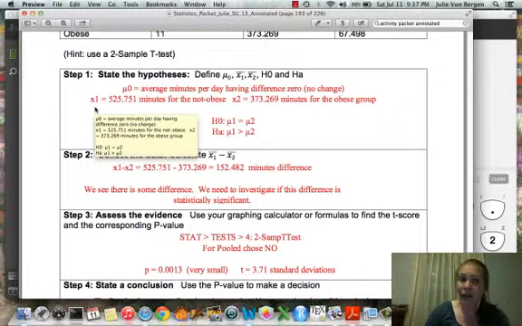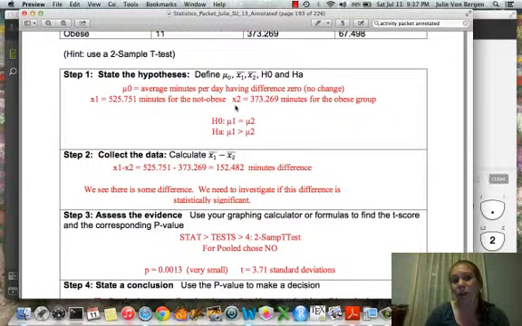Our sample mean X1 is 525.751 minutes for the not obese. And this X should have a bar on it, but I couldn't typeset it on the computer. And then X2 bar, our sample mean for the second group, is 373.269 minutes for the obese group. So our null hypothesis is going to be that the mean for group 1 is equal to the mean for group 2.